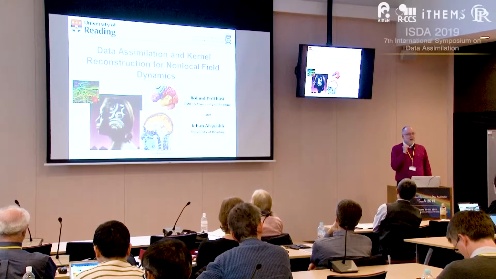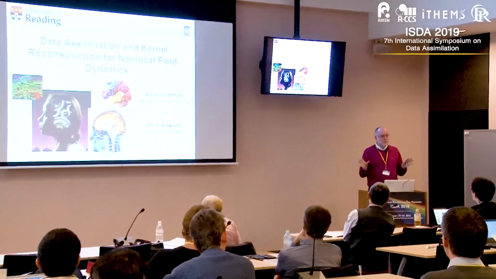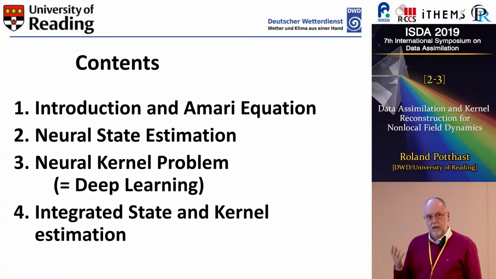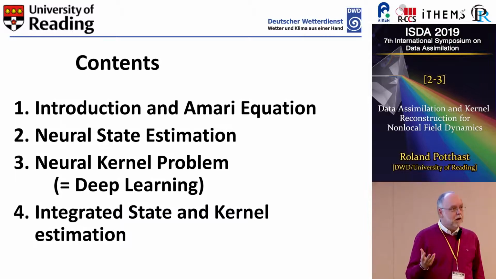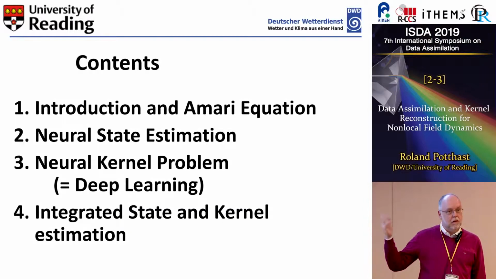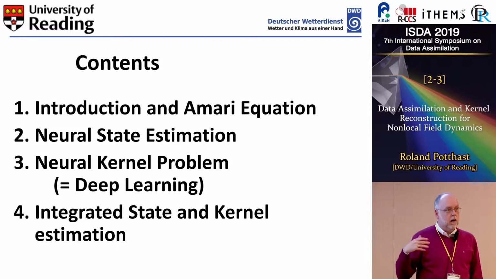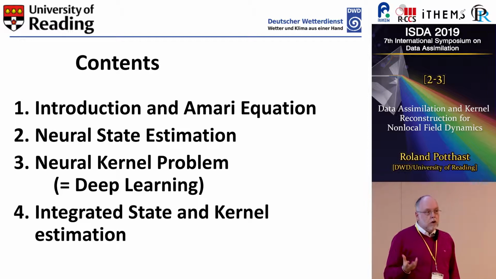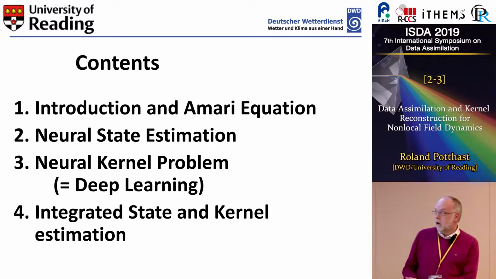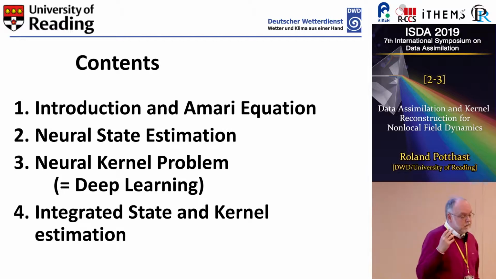So I'm aware that we are in a room of a lot of atmospheric scientists. Now we talk about brain dynamics, and I think there are two or three arguments why this might be relevant for you as well. First of all, today there's a lot of hype about deep learning and neural networks. So I'm talking a little bit about this in a generalized sense. Neural field theories are continuous versions of neural networks, and we talk about learning in our third part.